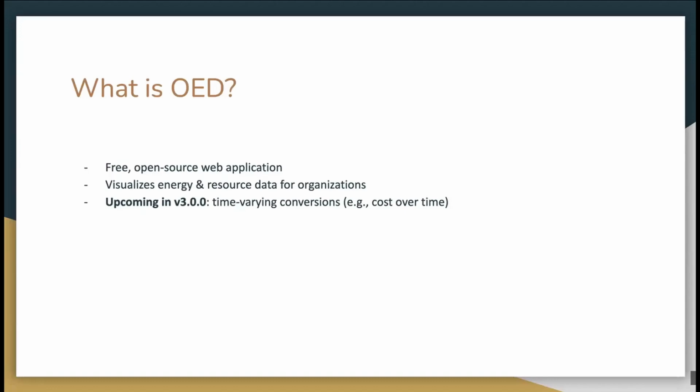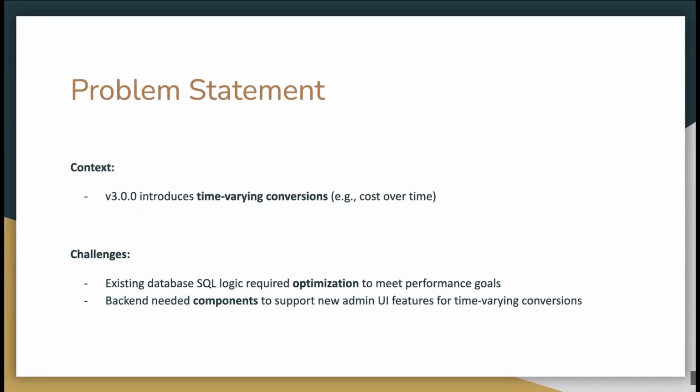OED, short for Open Energy Dashboard, is a free open source web application that helps organizations visualize their energy and resource data. Version 3.00 will introduce time varying conversions, for example, tracking costs that change over time. Preparing for this new version required optimizing the existing database SQL logic to maintain performance standards and adding backend components to support the updated UI the front end team was building.